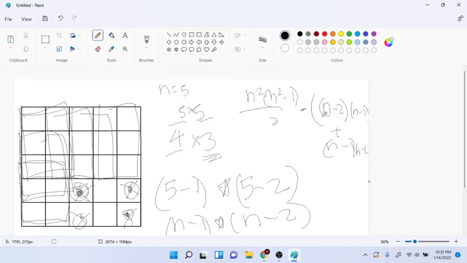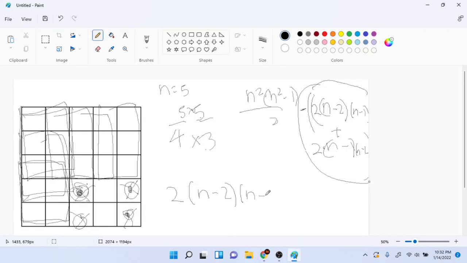So our answer would actually be 2 times this plus 2 times this, right? These are both subtracted. So it would be n squared times n squared minus 1 over 2 minus 2 times n minus 2 times n minus 1 plus 2 times n minus 1 times n minus 2. If we were to simplify this, because these are the same coefficients, if you add them up, it's just equal to 4 times n minus 1 times n minus 2, right? So our answer would be n squared times n squared minus 1 over 2 minus 4 times n minus 1 times n minus 2.